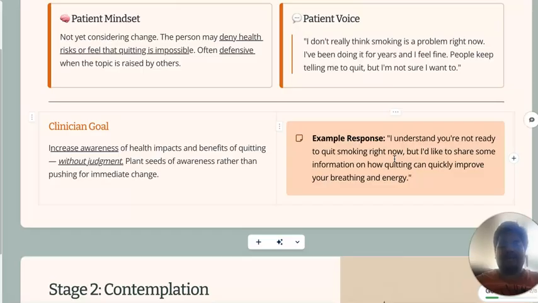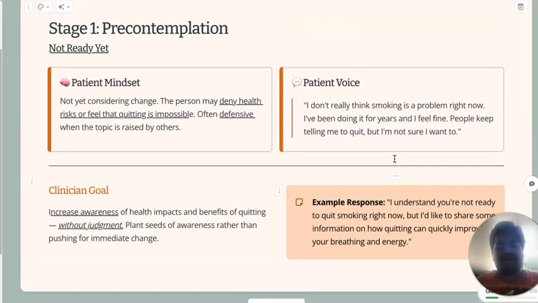Let's say he has a problem with breathing, so your breathing and energy. So in this slide we understood what pre-contemplation is, how we identify what the patient will be telling you, so that you can interpret that he is in the pre-contemplation phase, and then what your goal must be and how you respond.